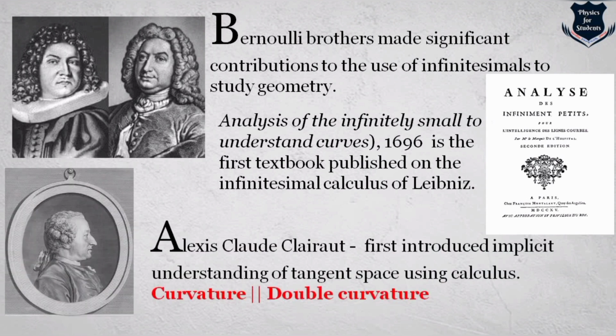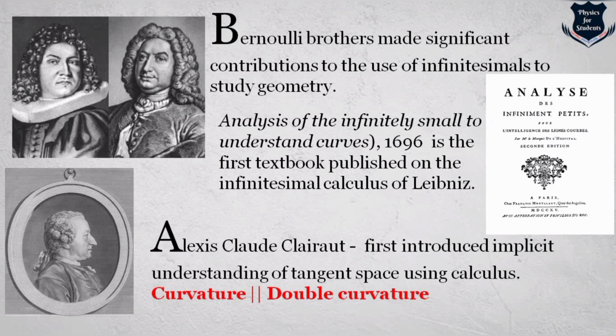Okay, so we have Alexis Claude Clairaut, around 1713 to 1765, a French mathematician who studied space curves and tangent and subtangent. He is the first one who introduced an implicit understanding of tangent spaces. Now, you might ask what an implicit understanding of geometry is. We will let you know once we read Theorema Egregium by Carl Friedrich Gauss.